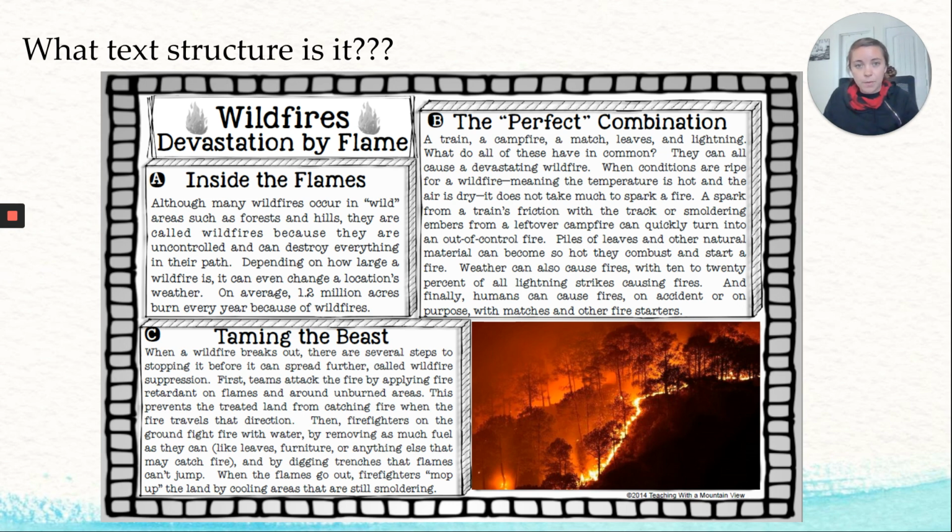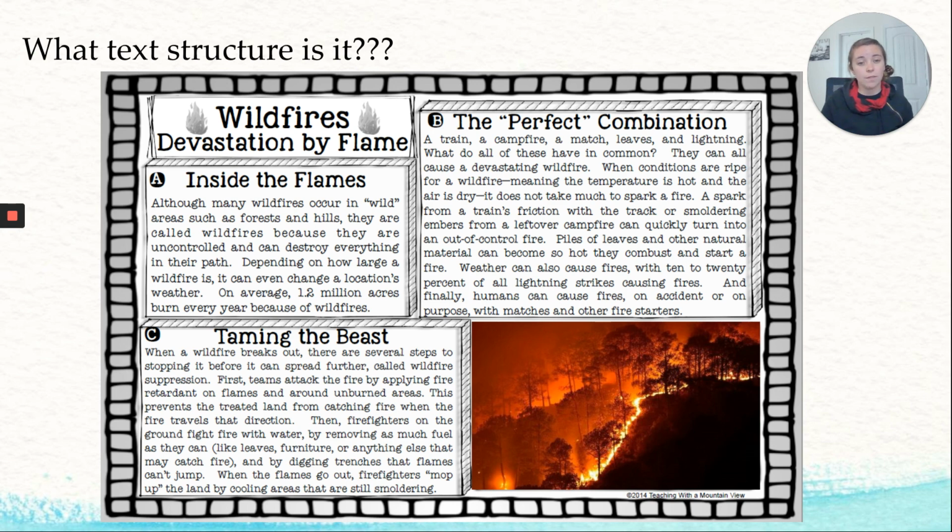All right, B, the perfect combination. A train, a campfire, a match, leaves, and lightning. What do they all have in common? They can all cause a devastating wildfire. When conditions are ripe for a wildfire, meaning the temperature is hot and the air is dry, it does not take much to spark a fire. A spark from a train's friction with the track or smoldering embers from a leftover campfire can quickly turn into an out-of-control fire. Piles of leaves and other natural material can become so hot they combust and start a fire.